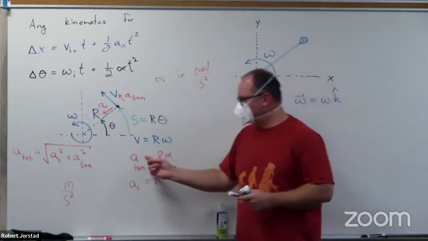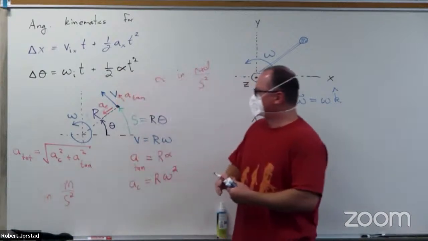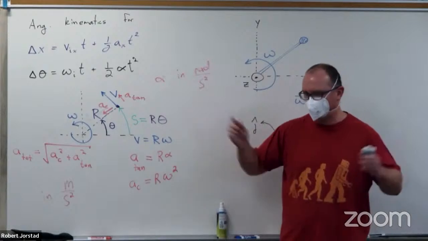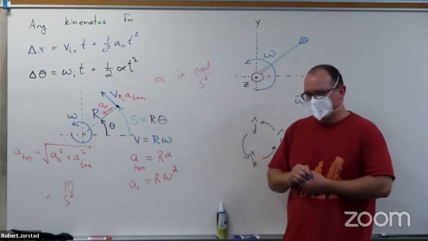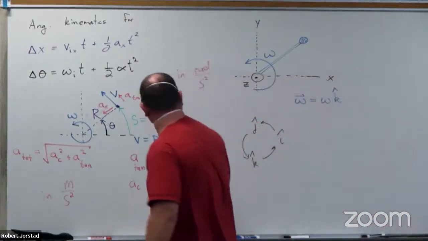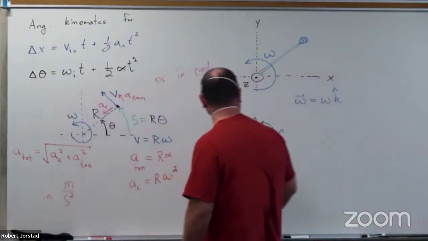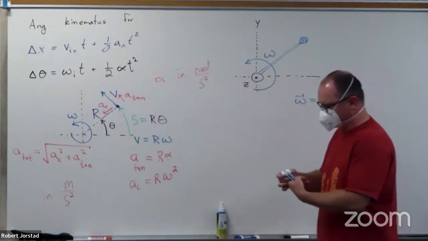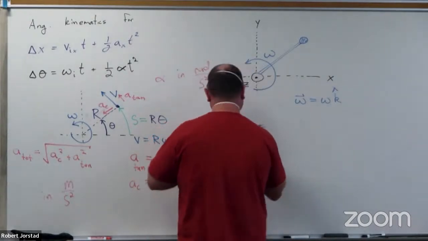So remember, A's have units of meters per second squared. Alpha has units of radians per second squared. Does that make sense? We've written this a couple times, but it gets confusing and we forget. A way that I like to remember this, I'm going to show you one last trick before we cruise. Okay, check this out. I'm going to rewrite this equation here.